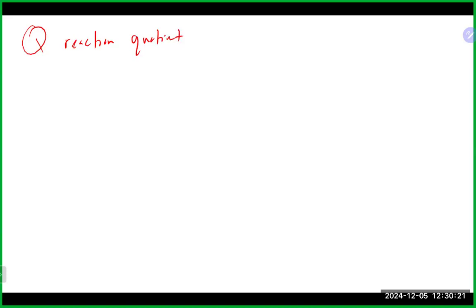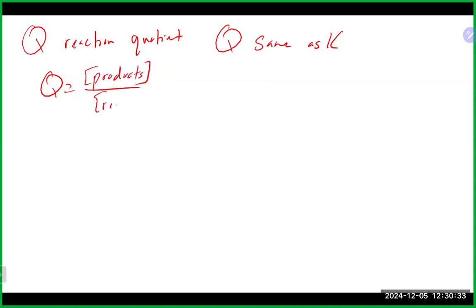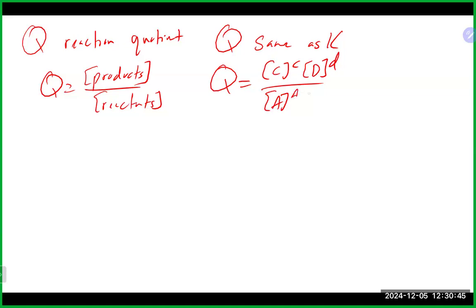And the Q is calculated the same as K. So for Q, it is still the products over the reactants. And if we're looking at our same equation we've been looking at, Q would equal the same deal there, C to the C, D to the D, A to the A, and B to the B. The deal with Q is for equilibrium, we use it when we're not sure if we're at equilibrium.